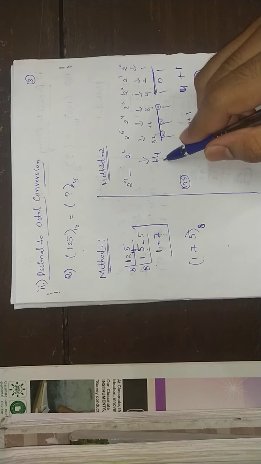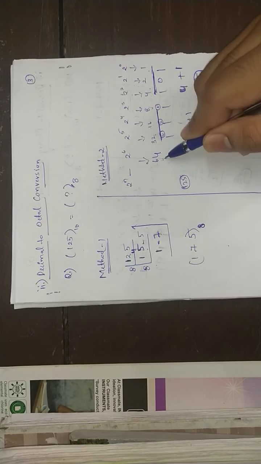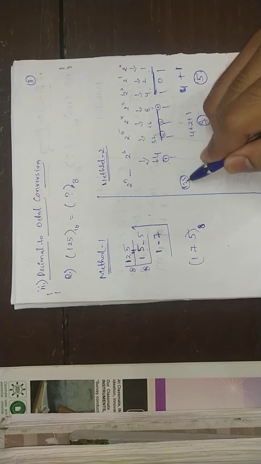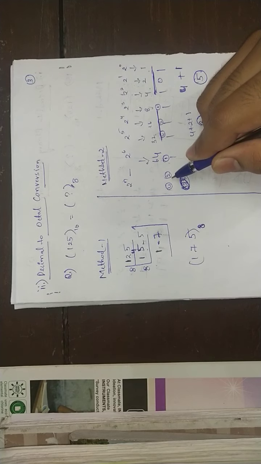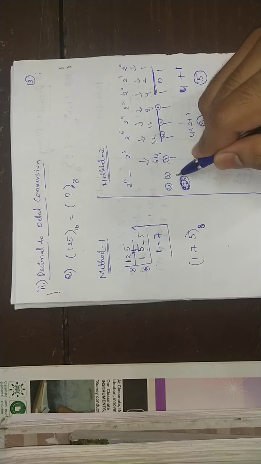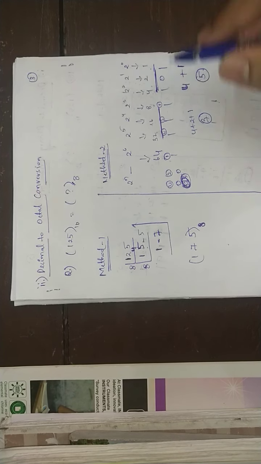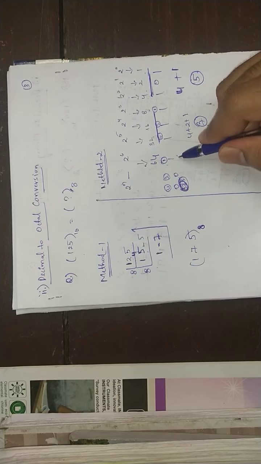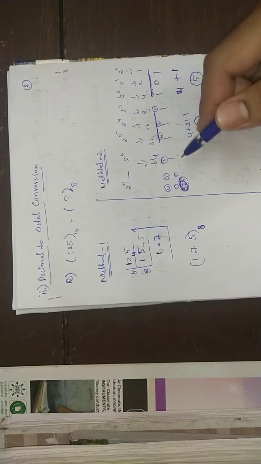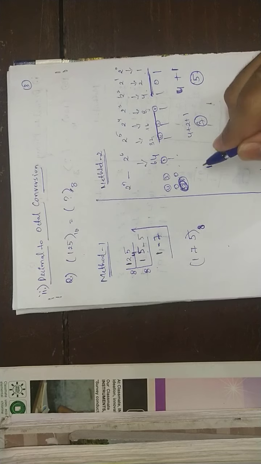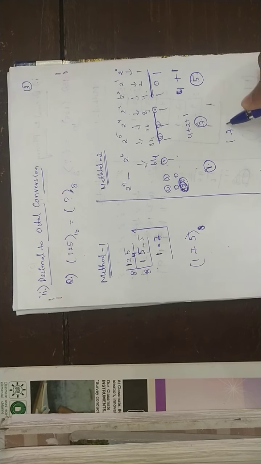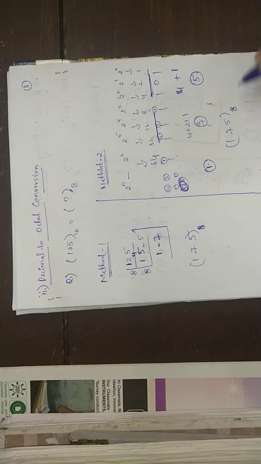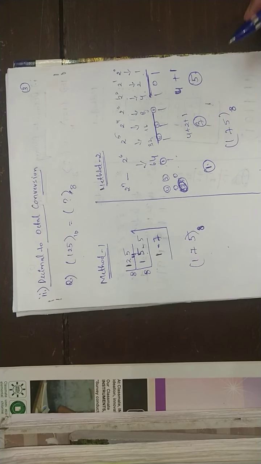Now again you do not count 64. Take the value as 1, 2, 4. Here you don't have any values for 2 and 4, so keep 0, 0. Now count this. 1 plus 0 plus 0, what's the value? 1. And you get the same answer, 175, base 8.